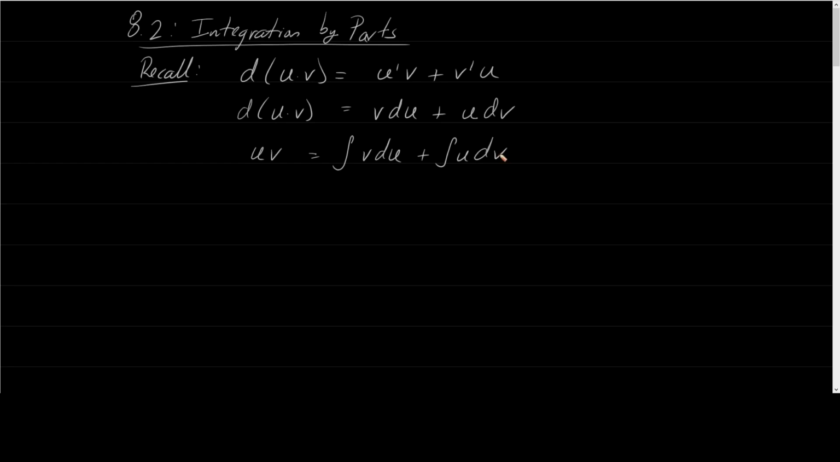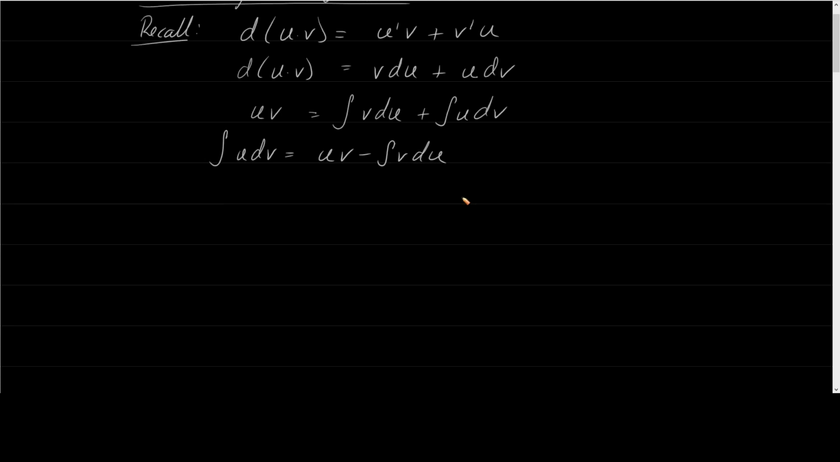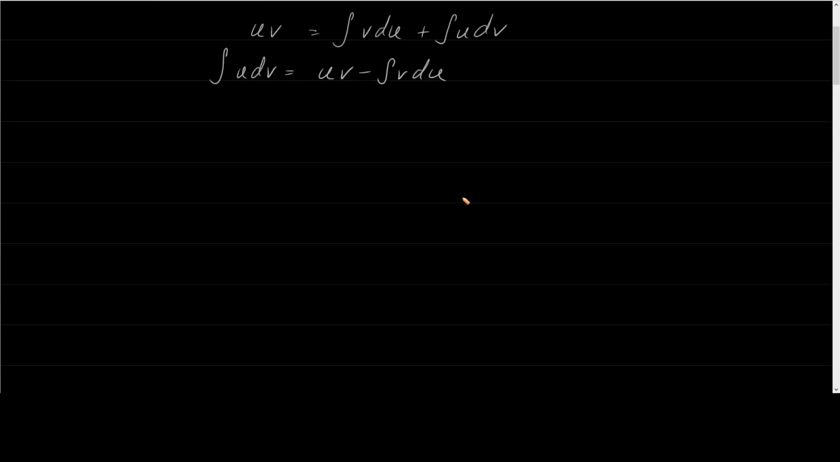So what I want to do here is solve for this integral over here. What I have is the integral of u dv is uv minus the integral of v du. And that last line is integration by parts. Notice that integration by parts is essentially based on the product rule, so we're going to be using this a lot when we've got products inside of an integral. So that is a formula.